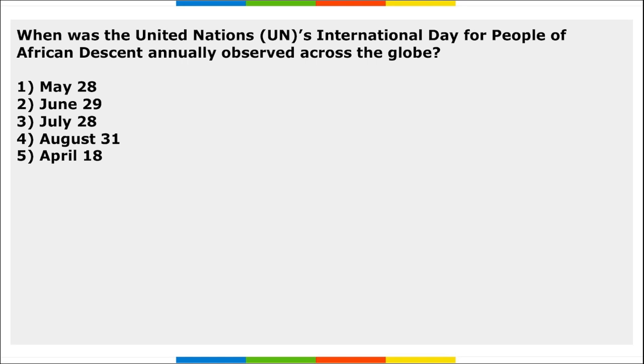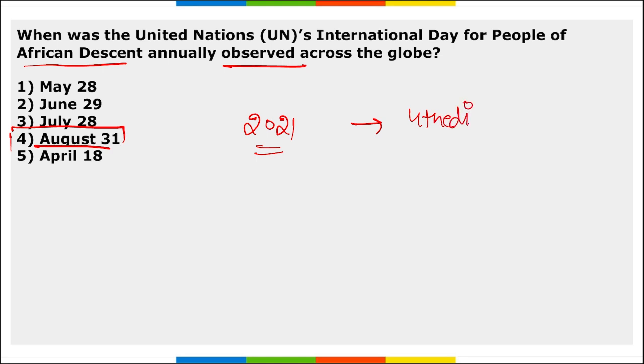First is, when was the UN International Day for People of African Descent annually observed across the globe? So we observed this day on 31st of August, and for the first time this day was observed in 2021. So we can say this time we observed the 4th edition of this day.